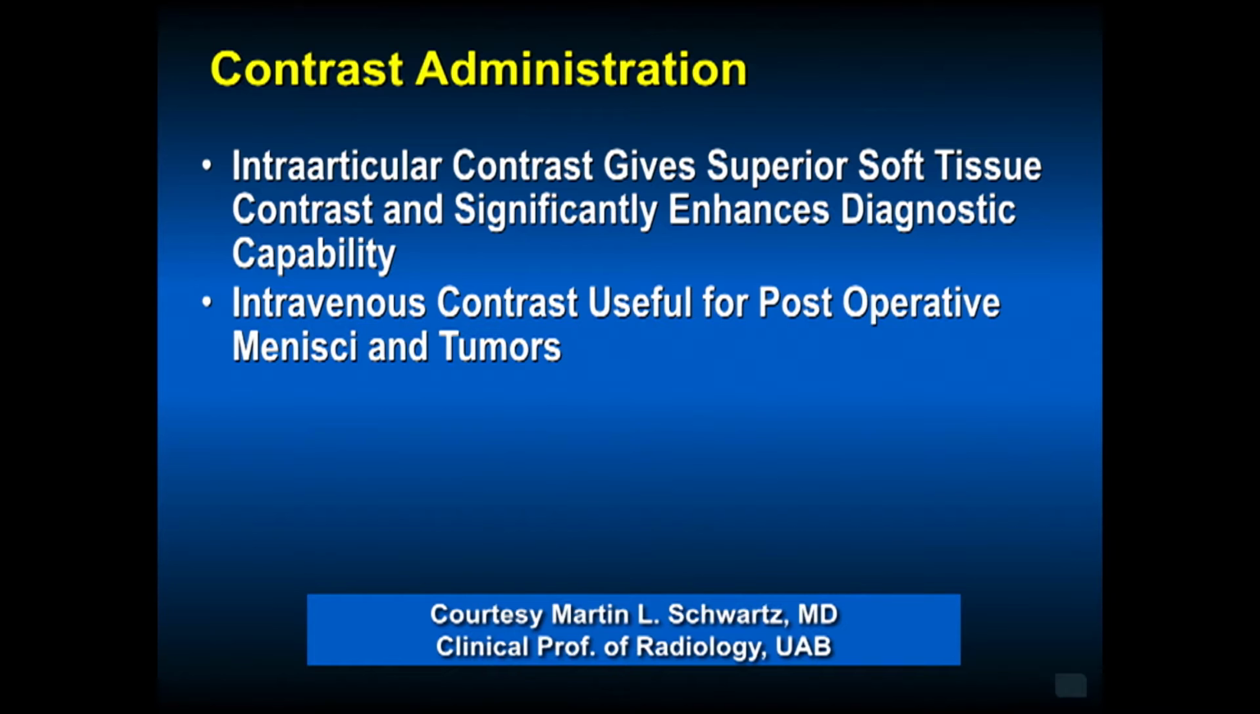Contrast administration. Intra-articular contrast gives superior soft tissue contrast and significantly enhanced diagnostic capability. For example, with a slap tear, you may have a normal shoulder MR that won't show up unless you do certain positions, like maximal external rotation abduction or forward flexion, adduction internal rotation. But the intra-articular gadolinium also will help us pick up a slap tear that may be missed if we don't use the intra-articular gadolinium. Intravenous contrast is useful for postoperative menisci and tumors.